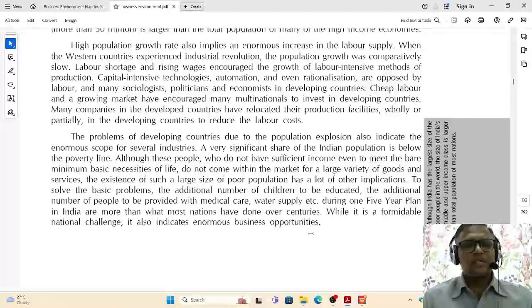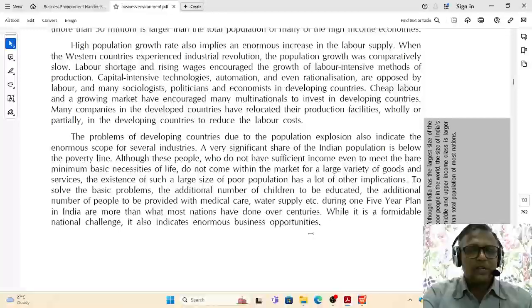several industries. A very significant share of the Indian population is below the poverty line. These people, who do not have sufficient income even to meet the bare minimum basic necessities of life, do not come within the market of the large variety of goods and services. The existence of such a large poor population has a lot of other implications.